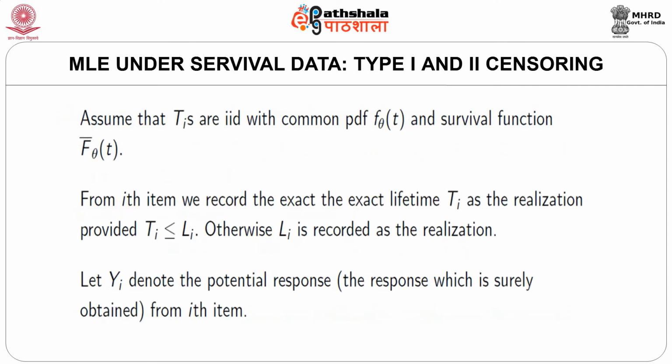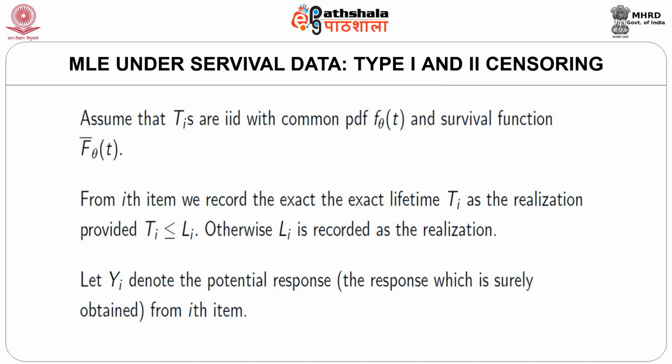Let us assume that capital Ti's are independently and identically distributed with common PDF small f theta t and survival function capital F bar theta t. From ith item, we record the exact lifetime capital Ti as the realization provided capital Ti is less than equal to capital Li. Otherwise, capital Li is recorded as the realization.